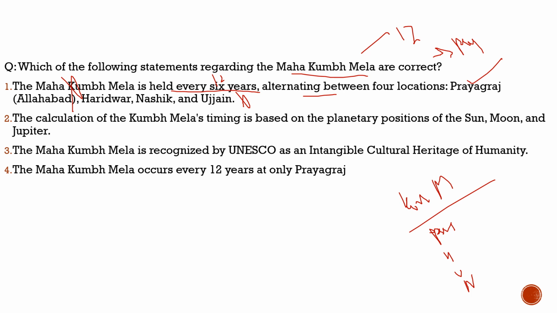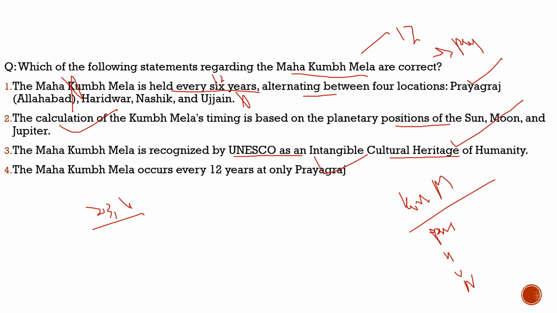Second statement: the calculation of the Kumbh Mela's timing is based on the planetary position of the Sun, Moon, and Jupiter. Nothing wrong with the statement. Correct. Third, the Kumbh Mela is recognized by the UNESCO as an intangible cultural heritage of humanity. 100% correct. Then the fourth statement: the Maha Kumbh Mela occurs every 12 years at only Prayagraj. 100% correct. So the correct statements are statement 2, statement 3, and statement 4. So it will be held at Prayagraj. I hope you had understood about it also.